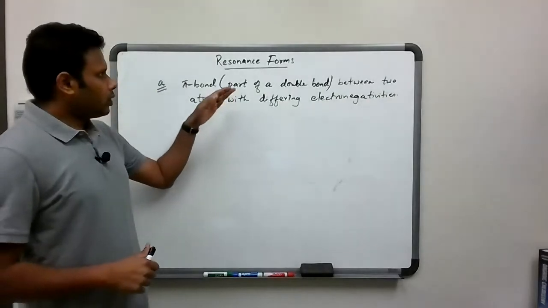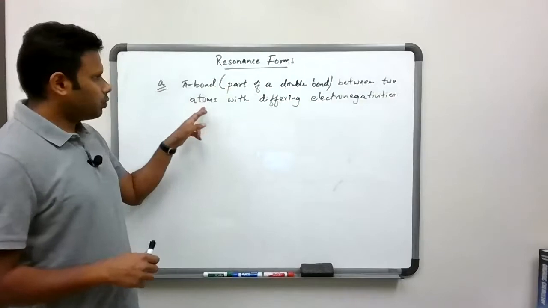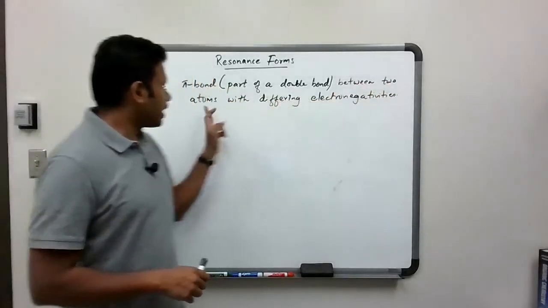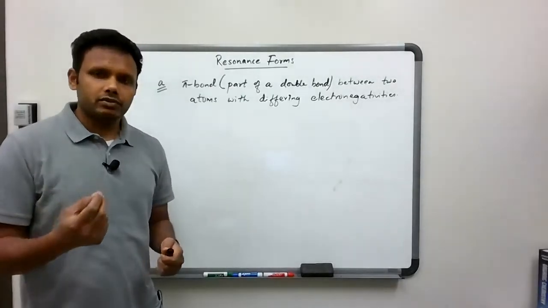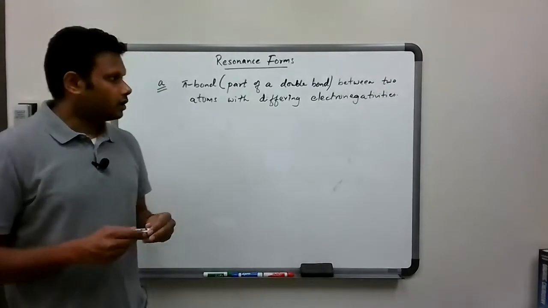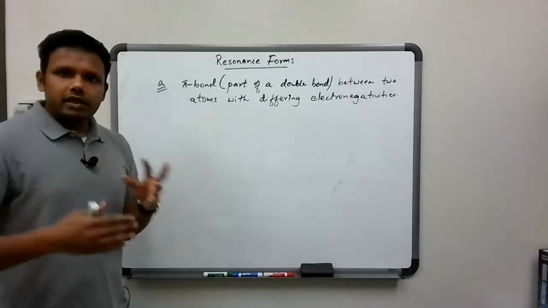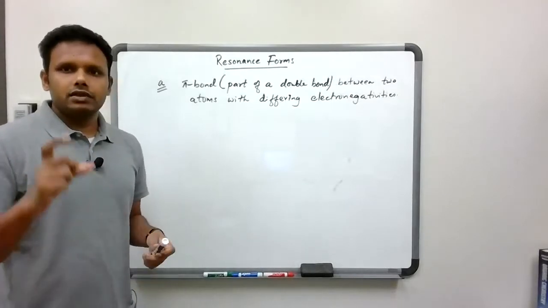Now, since we are talking about organic molecules, we wrote two atoms with different electronegativities. So we are going to look at examples where at least one of these atoms is a carbon atom. And once you understand it, it can be extended to other sets of atoms.